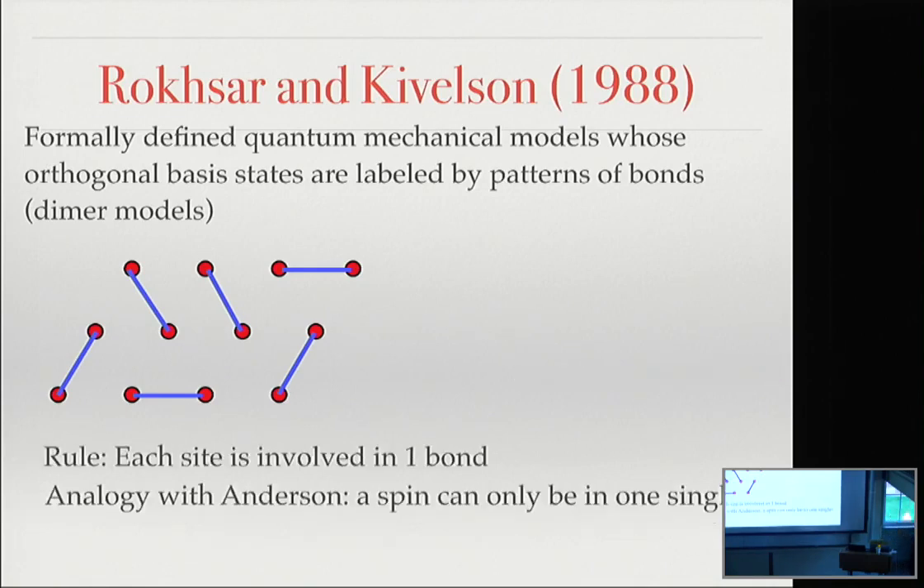All right. And basically the rule in writing down states is I can write down any pattern I want, but I can't have any site involved in more than one bond. Right? This is an analogy to these spin singlets, where you can't make a spin-1/2 into a spin singlet with more than one other spin. Right?